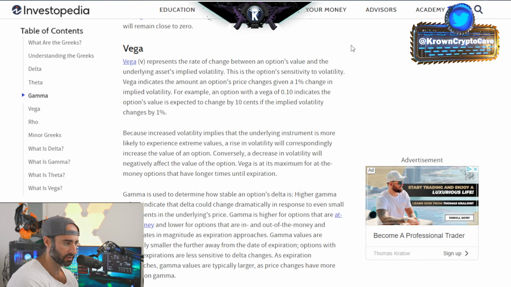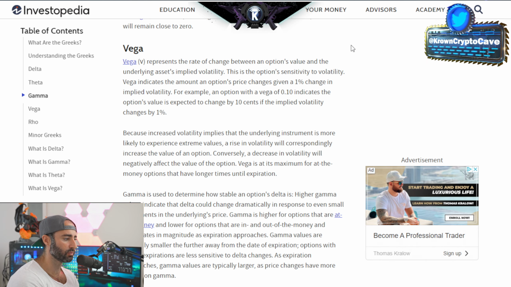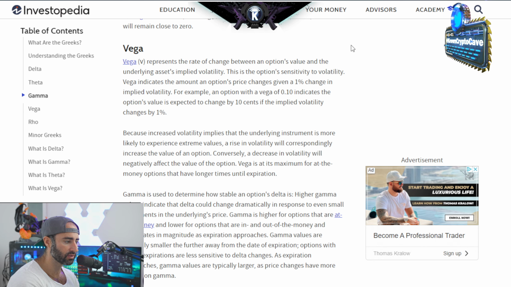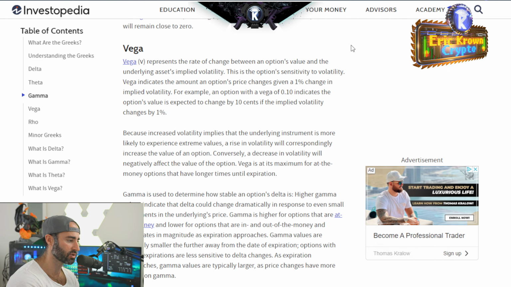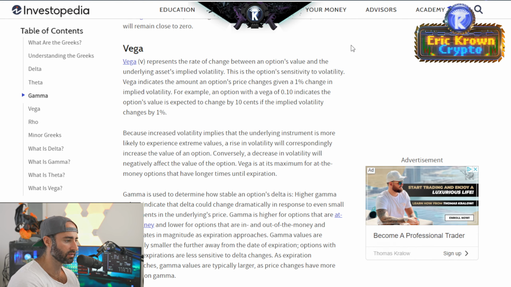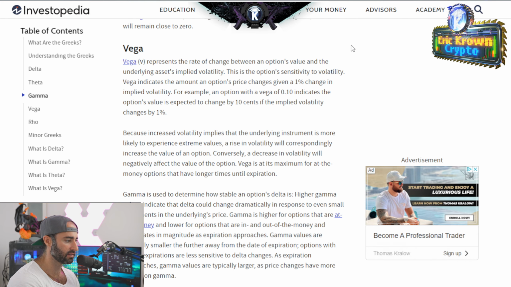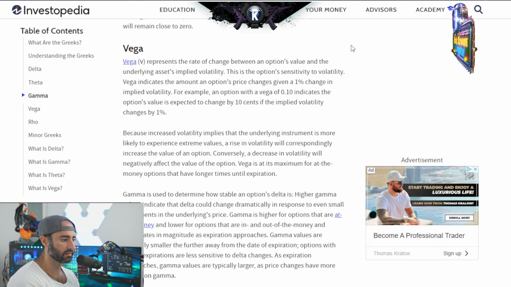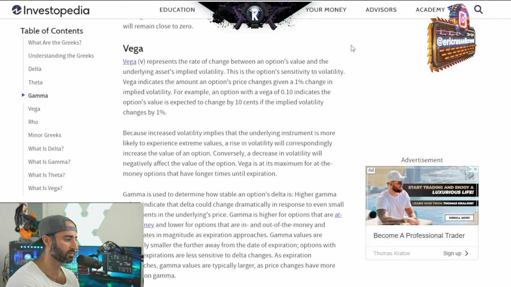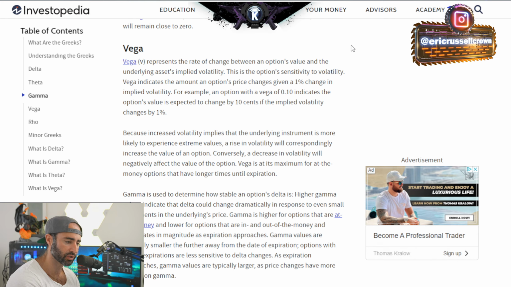Because increased volatility implies that the underlying instrument is more likely to experience extreme values, a rise in volatility will correspondingly increase the value of an option. Conversely, a decrease in volatility will negatively affect the value of the option. Vega is at its maximum for at-the-money options that have longer times until expiration.